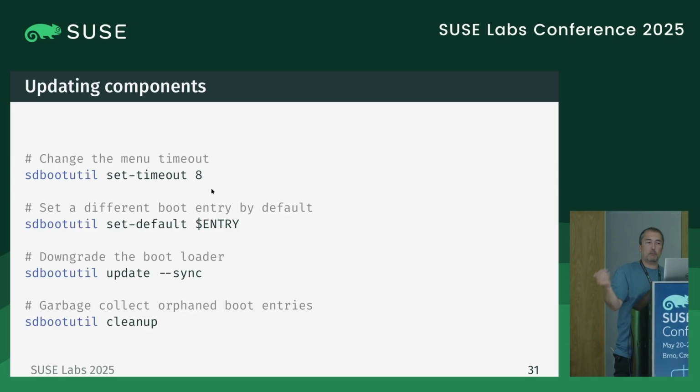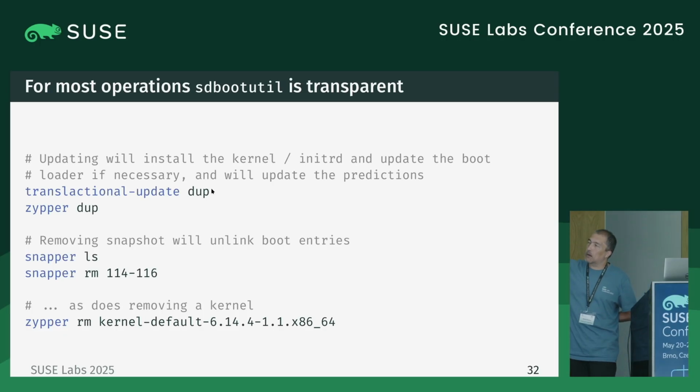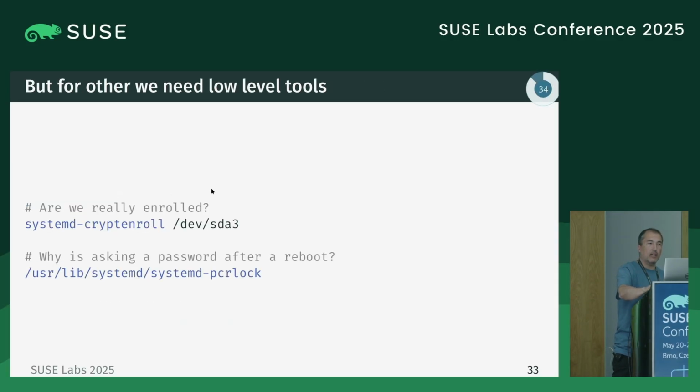You can clean up the boot entries and the kernel, maybe saving some more space. But most of the time, that should be completely transparent. So transactional-update or zypper is going to call sdbootutil for you using these SUSE module tools or Snapper or Toolkit plugins. And in the same way, Snapper, on removal of a snapshot or setting a default one, is going to make the proper synchronization and update of predictions in the bootloader, and the same when removing a kernel.